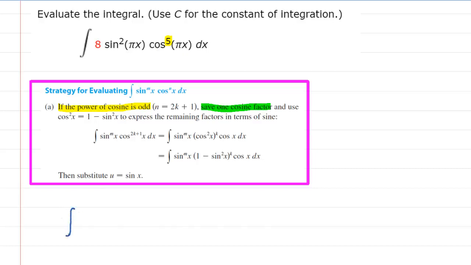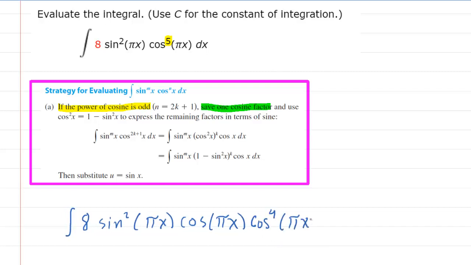Let's take a look at exactly what that would look like. So we'll have the integral of 8 sine squared of pi x. And then, again, of the 5 factors of cosine, you're just going to set one aside. So you're going to have the cosine of pi x. And then if you set 1 out of 5 factors aside, there are still 4 more factors left over, of course. So you'll have cosine to the 4th of pi x dx. So that's the first thing that you would do.